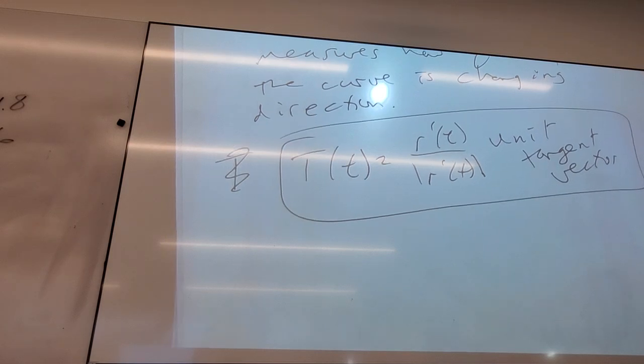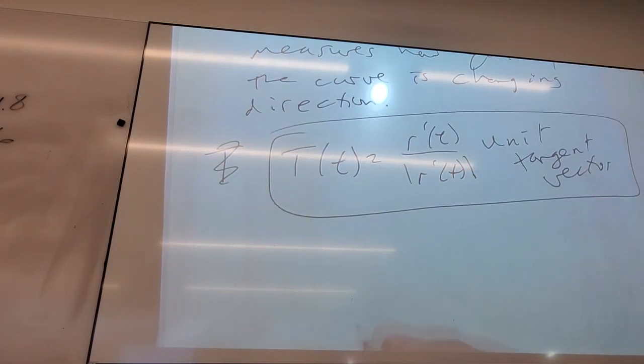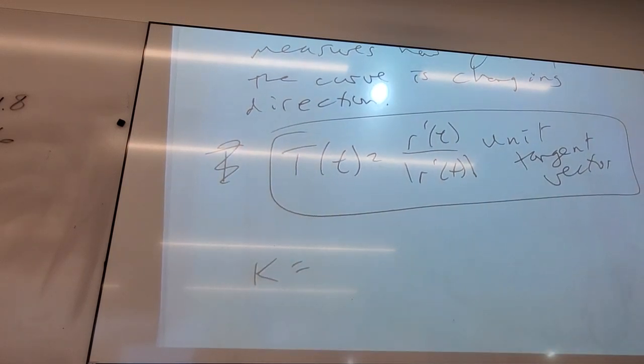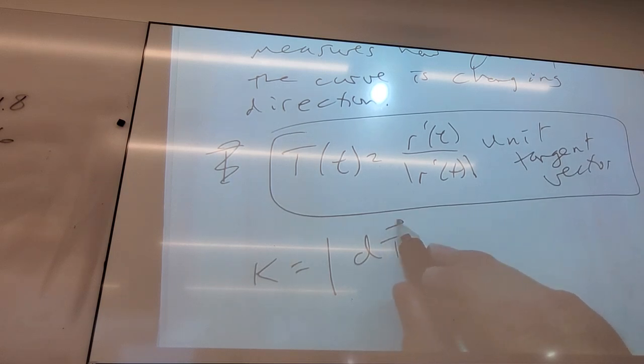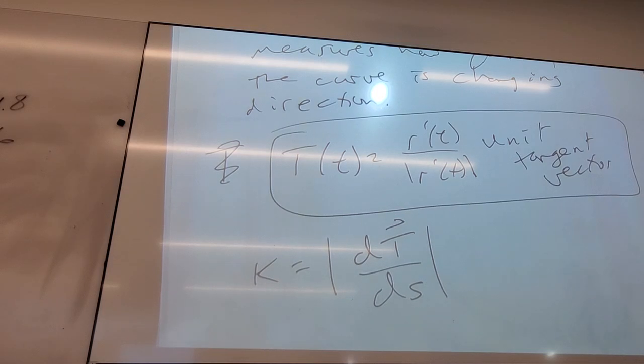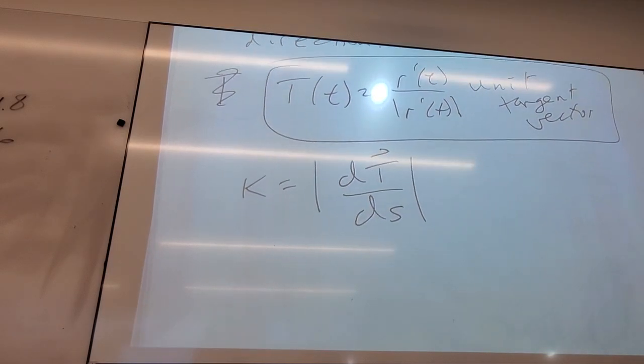So of course curvature starts with the letter C. So we're going to use the letter K for curvature. And let me just write this down and see what you guys think. It is the rate of change of the tangent vector with respect to the arc length. I don't think there's a great picture to give you about this.